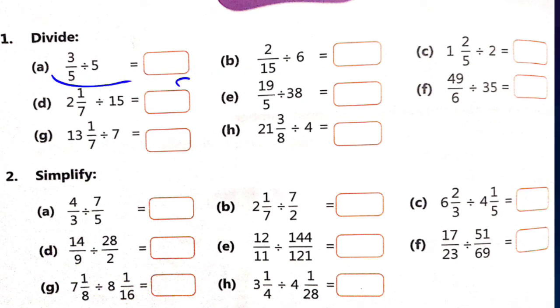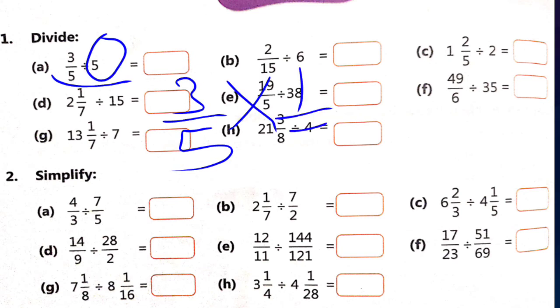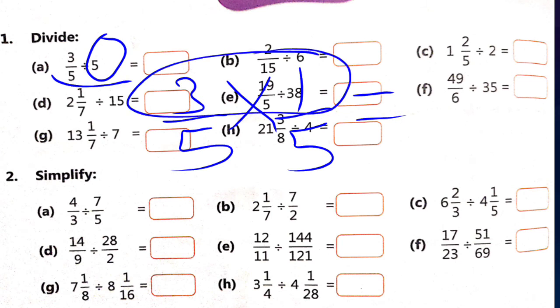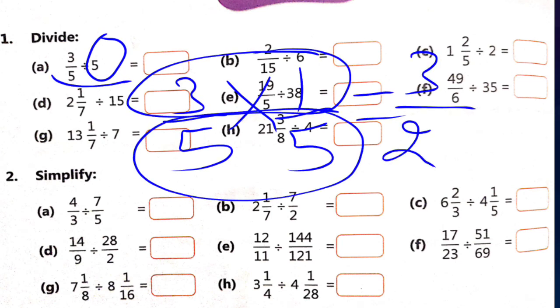You write the first number 3 upon 5 as it is. Change this division symbol to a multiplication symbol. And the reciprocal of 5 becomes 1 upon 5. Then you just multiply the numerator with the numerator and denominator with denominator. That becomes 3 upon 5 fives are 25. That is the answer you got.